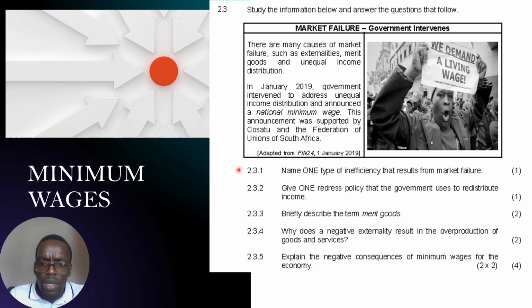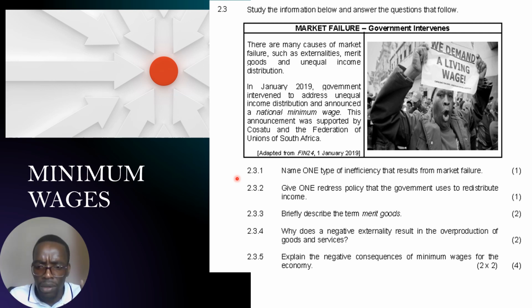So now, the question that we have is the 2.3.1. Name one type of inefficiency that results from market failure. Now, we have two types of inefficiencies that result from market failure. And the first one that we now know of is what is called the allocative inefficiency. Okay, and the second one that we now know of is what is called the technical or productive inefficiency. So you could have given any one of that, it was going to be accepted as correct.